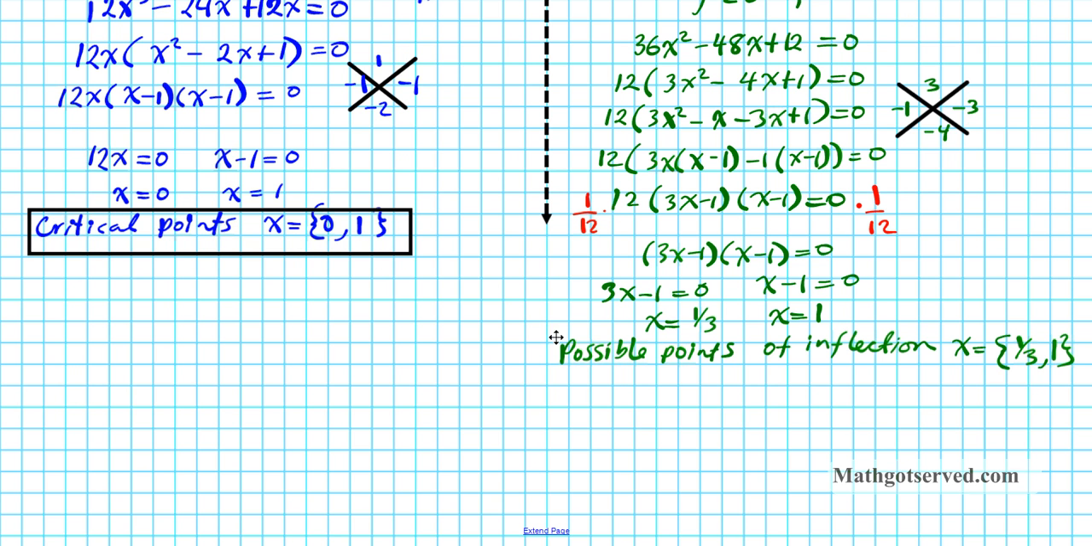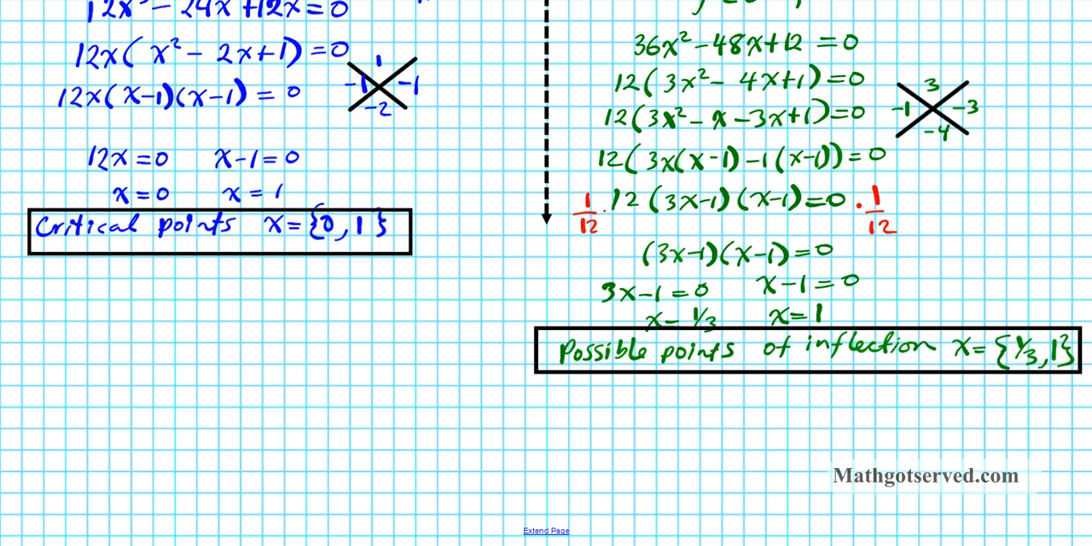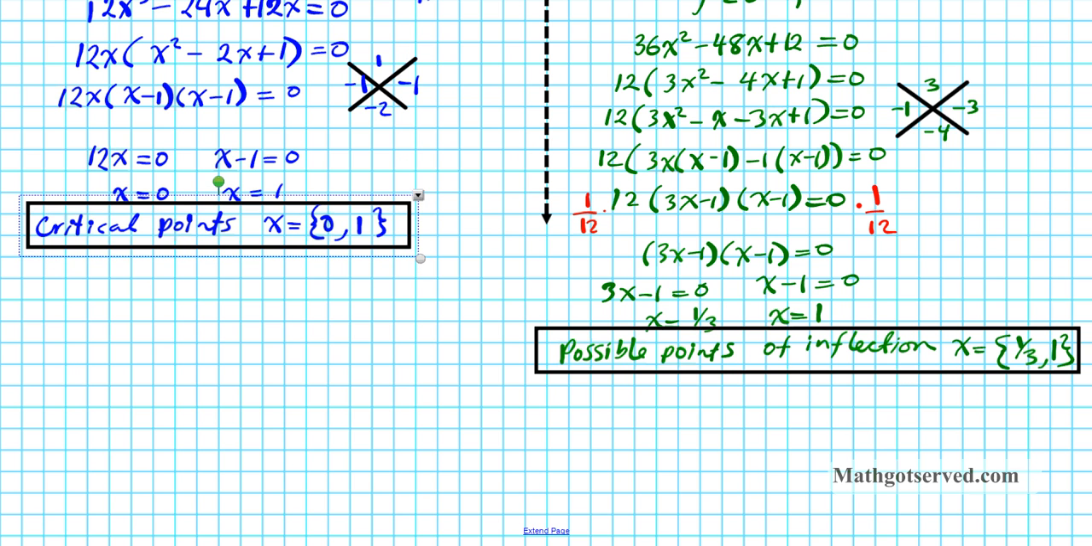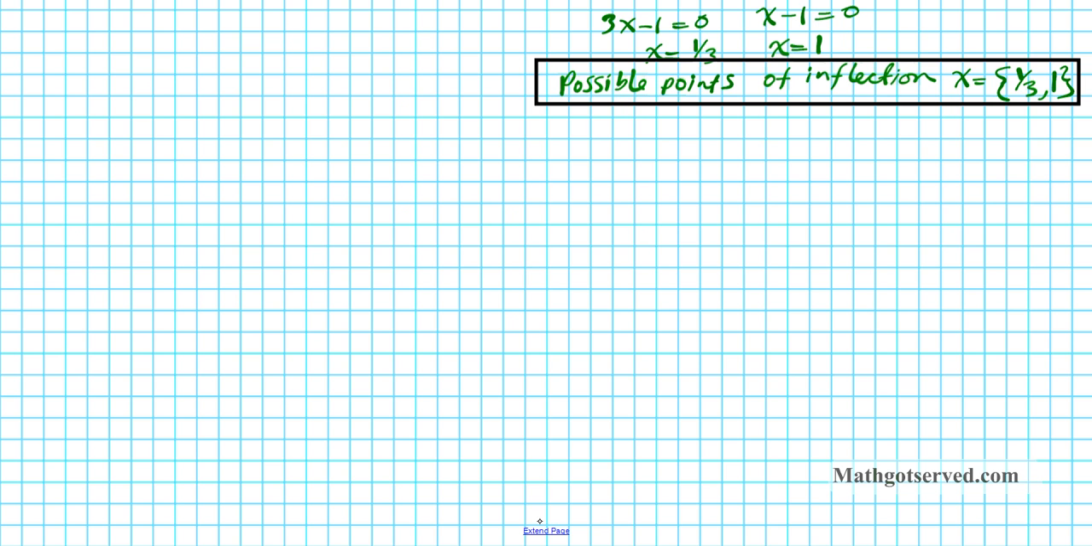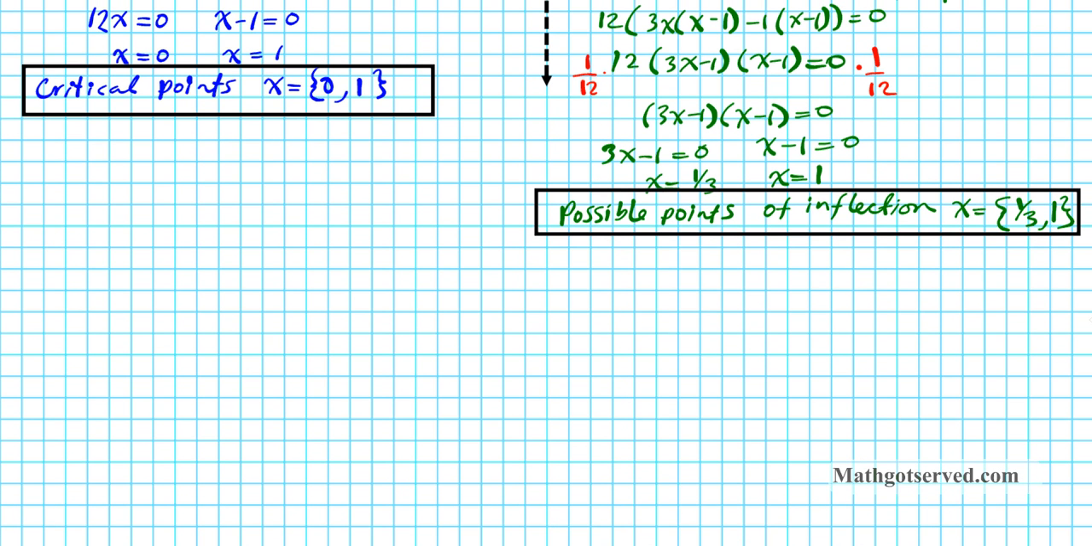Now for part B, what we're going to do is generate a sign table using these values that we got here. The first derivative will tell us the sign of f prime, and the second derivative will tell us the sign of f double prime. Let's go ahead and set up our table. Part B is going to be for the sign table.